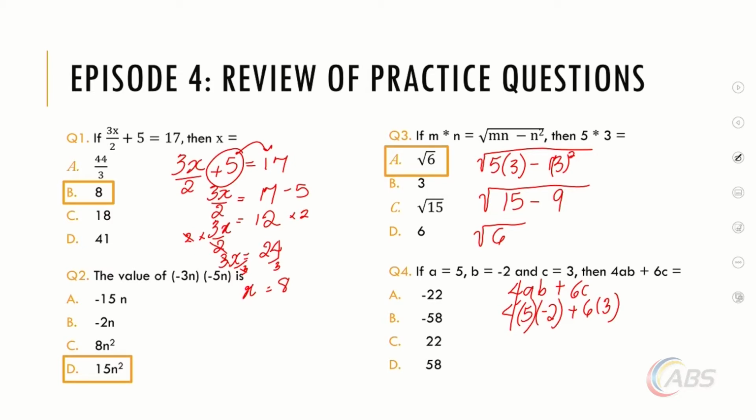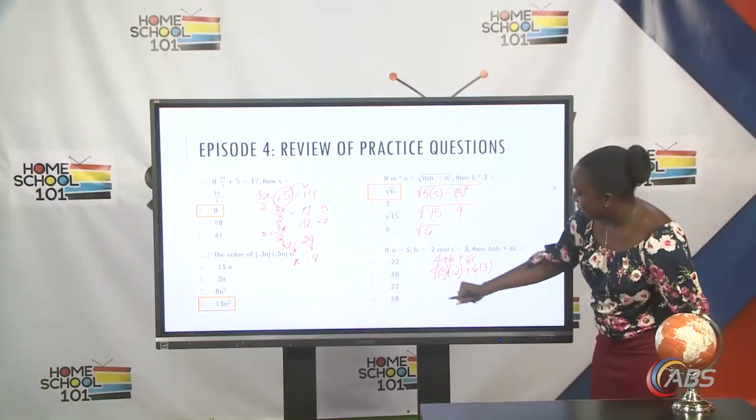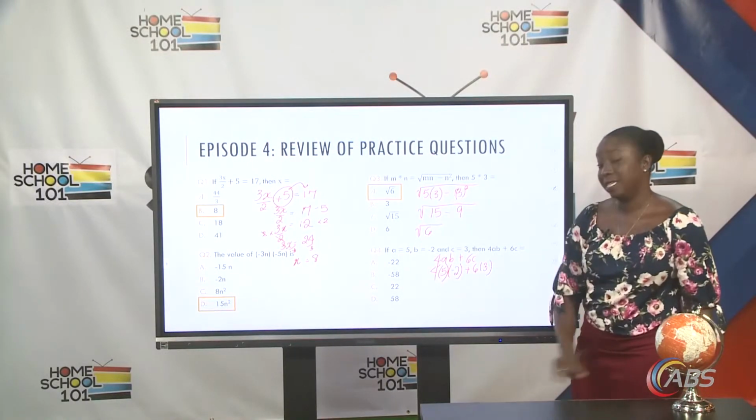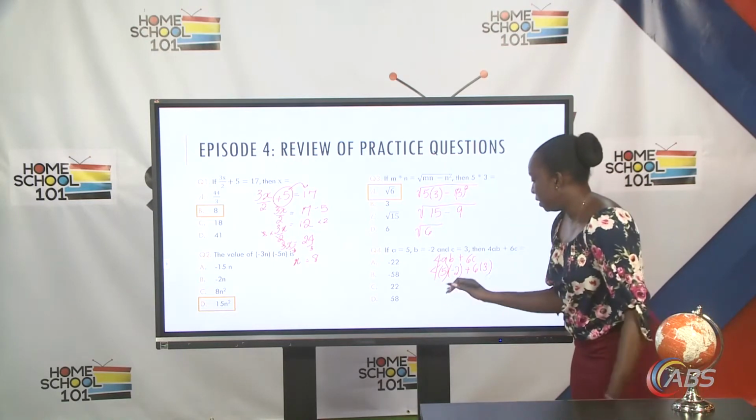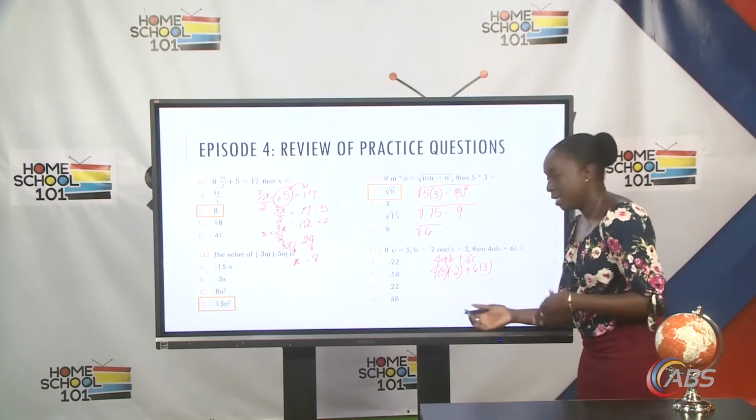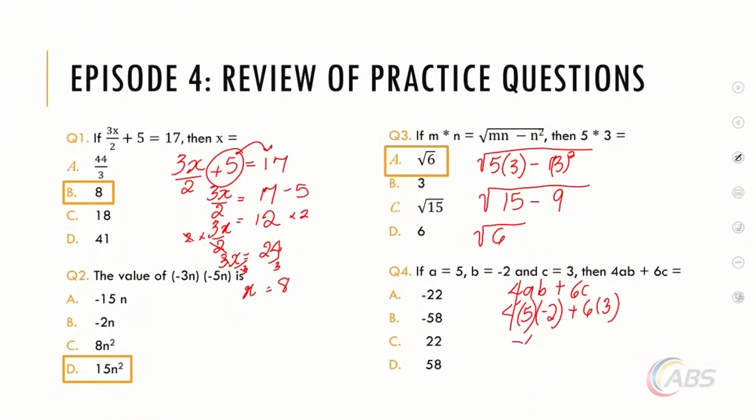So 4 times 5, that's 20, and 20 times negative 2. So if we just double the 20, that's 40, and because that was a negative, positive times negative is negative, so we get negative 40 plus 6 times 3, 18.